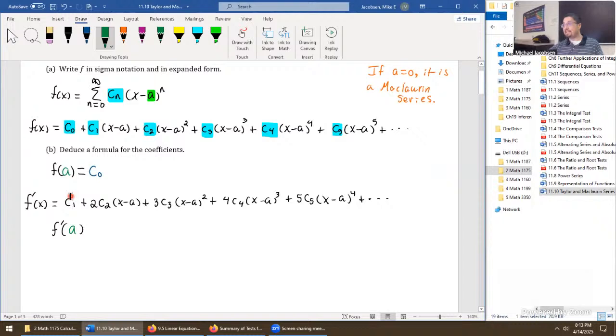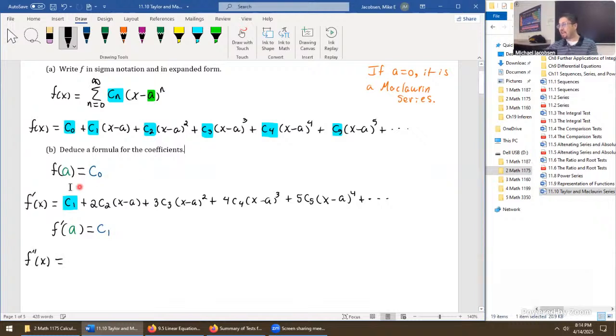F prime of a is exactly just c1. So the c1 survives. Everything else is just completely annihilated. Doesn't look like really a pattern on the coefficients. Well, maybe there kind of is. First coefficient is the function at the center. Second coefficient, c1, is the derivative of the function at the center. That continues forever, then we've got the pattern. But we need more data points to really see this pattern, so we need just a higher order derivative. We'll go to f double prime of x and see what happens next.